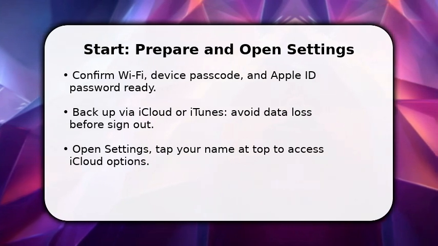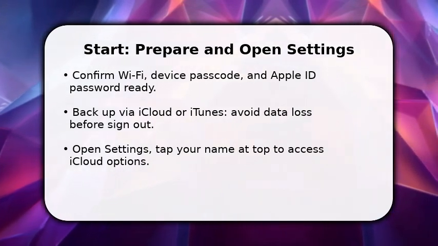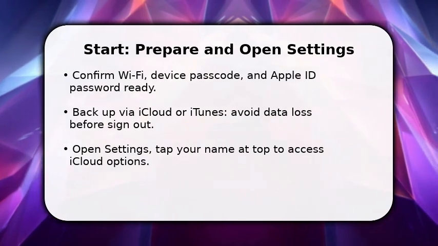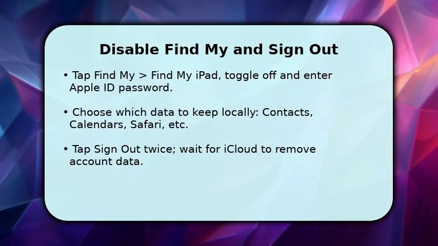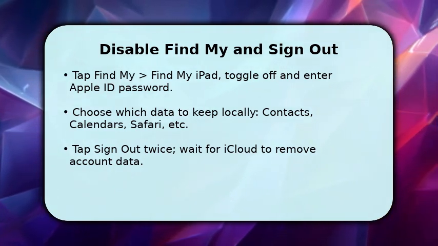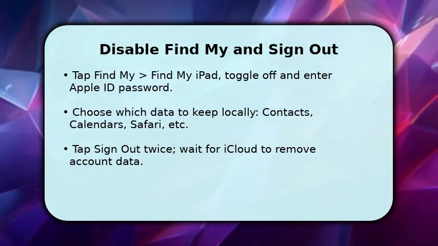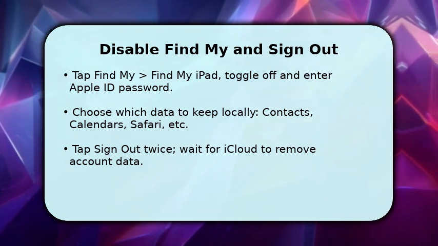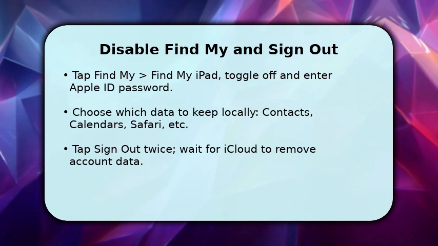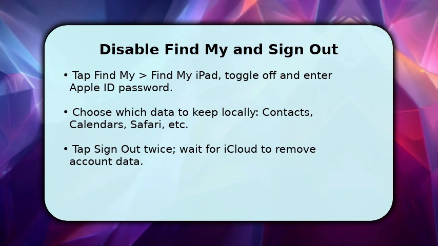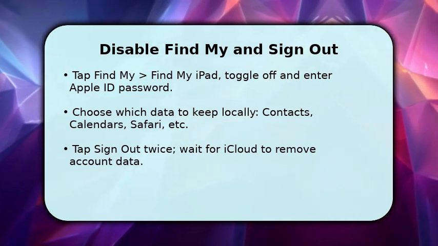You do this first because removing the account requires account access and disabling linked services like iCloud Drive and Find My iPad. Once inside your Apple ID settings, tap Find My, then Find My iPad and toggle it off. You must enter the Apple ID password to remove activation lock. After that, scroll down and choose which iCloud data, contacts, calendars, Safari should remain on the iPad. Make sure to confirm each prompt.